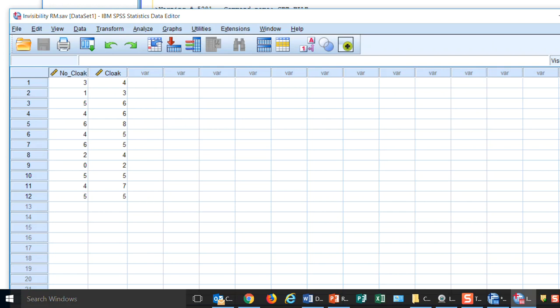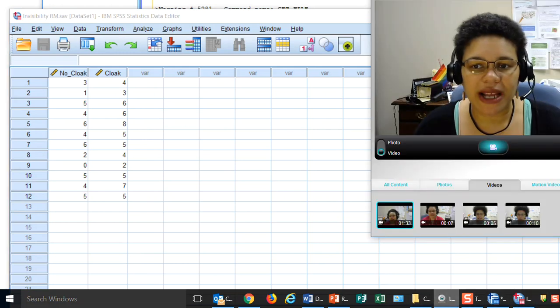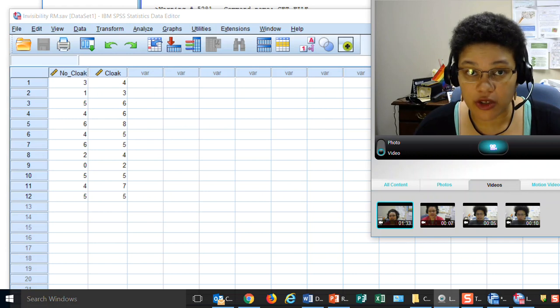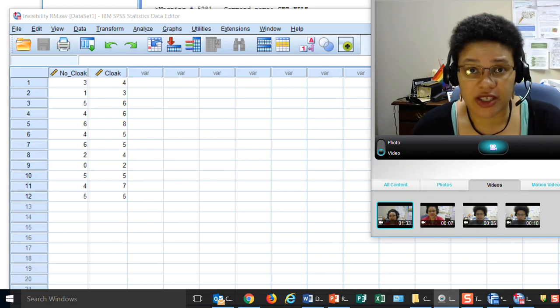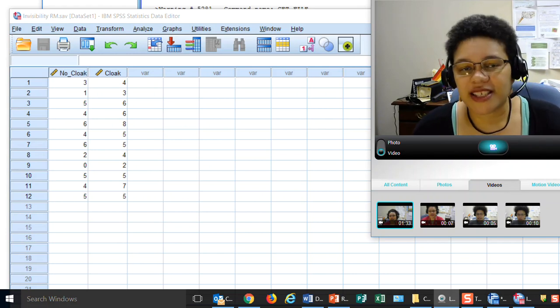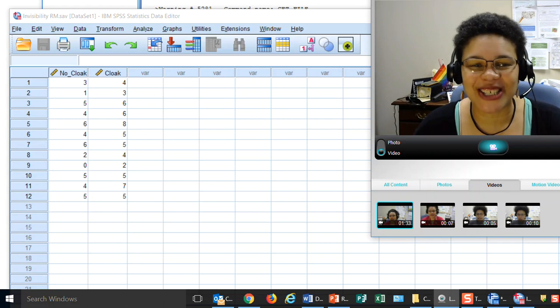If this were a real data set, I would expect that there would be some ID variable as the first column. Maybe it would have their names in it. Maybe it would have other information, their gender, for example. But this is a practice data set, so we just have two variables, two columns: no cloak and cloak.